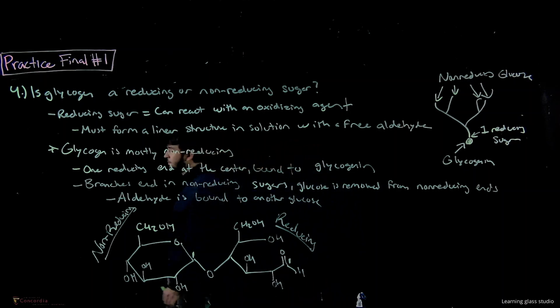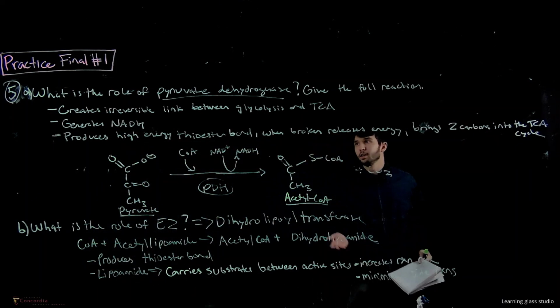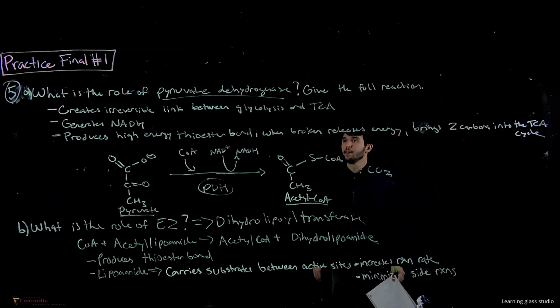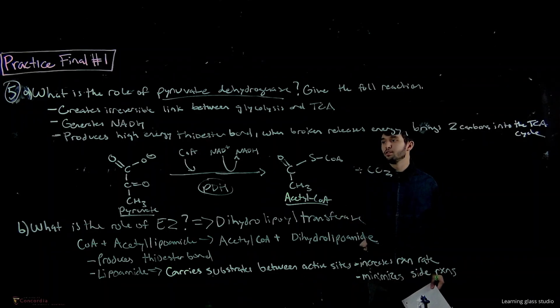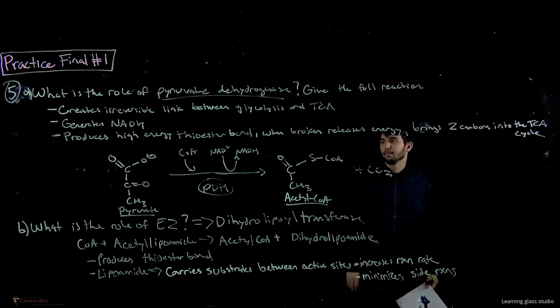Next question. Question 5. What is the role of the pyruvate dehydrogenase complex? And give the full reaction. So pyruvate dehydrogenase, this is converting pyruvate into acetyl coenzyme A. And what this is doing, this is an irreversible reaction. So thus it is creating an irreversible link between glycolysis and the citric acid cycle.